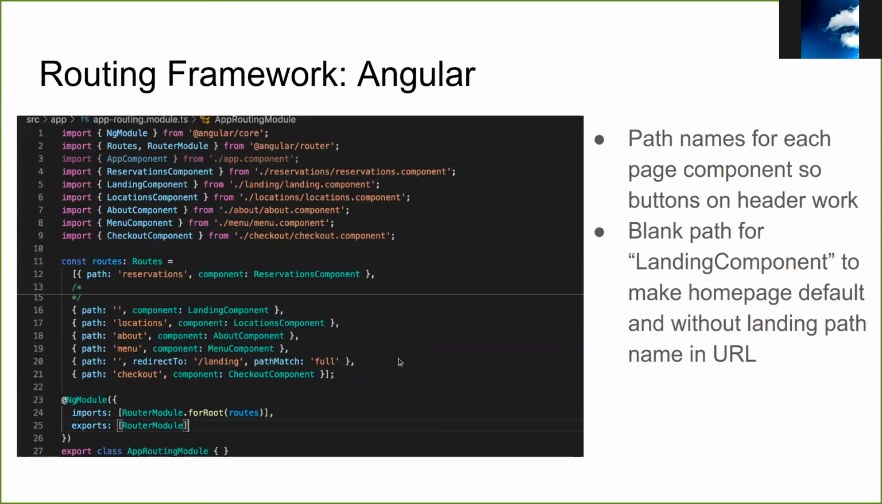And then for the framework routing through Angular, we made path names for every single page component so that when you click on the buttons on the header, those would actually work. And an important thing to note is that we made a blank path for the landing component, which is essentially our home page component, so that that'll be the default whenever you do ng serve and run the website locally. And also so that for cleanliness of the presentation, you wouldn't see the landing component path name in the URL.